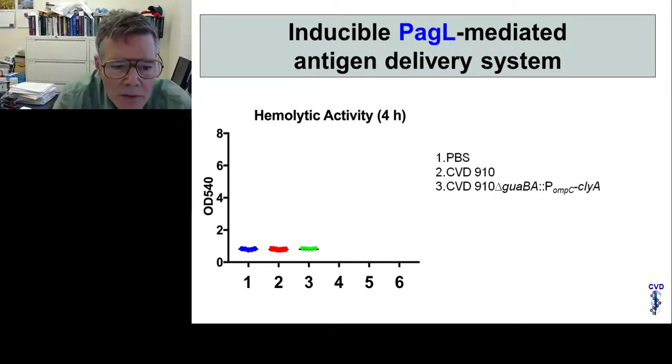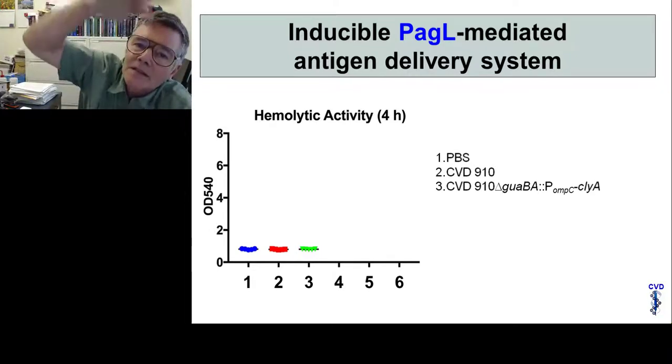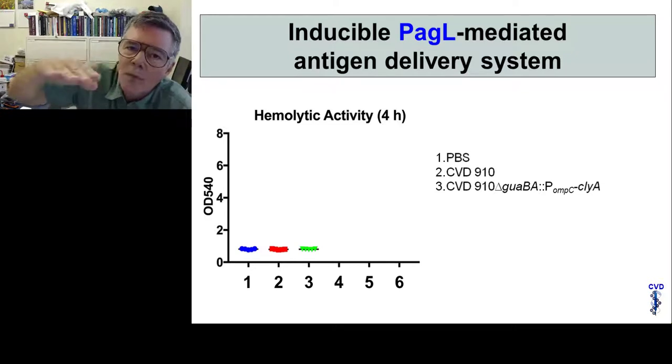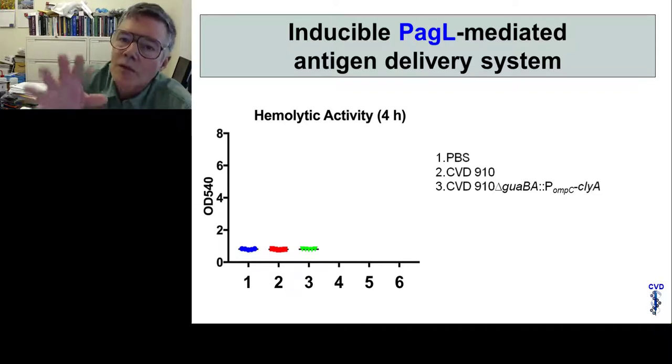So in lane 1, PBS control, no hemolysis. Lane 2, CVD910, no hemolysis. CVD910 delta guaBA, OMC Cli-A, no hemolysis, because we're not making enough to make vesicles. We're just seeding the membrane with Cli-A as a phenotypic reporter. And then when we brought in PagL version 1, I'll get to that in a minute, we saw outstanding hemolytic activity. Then we saw a reduction in activity with version 2, and we saw the lowest amount of activity in version 3. So what is version 1, 2, and 3?